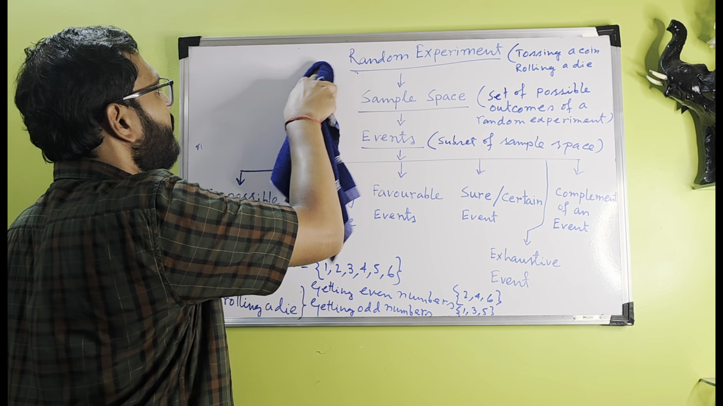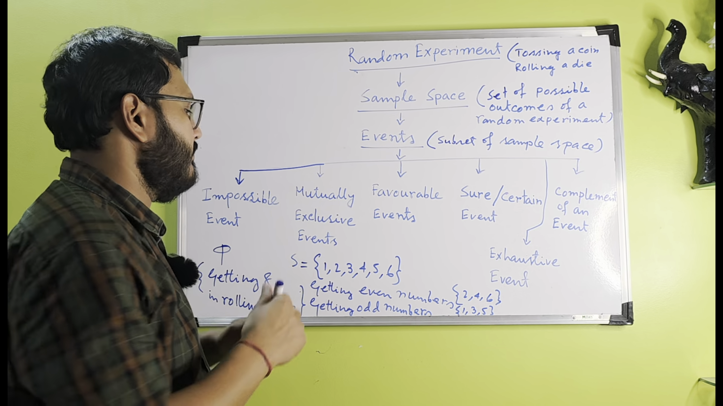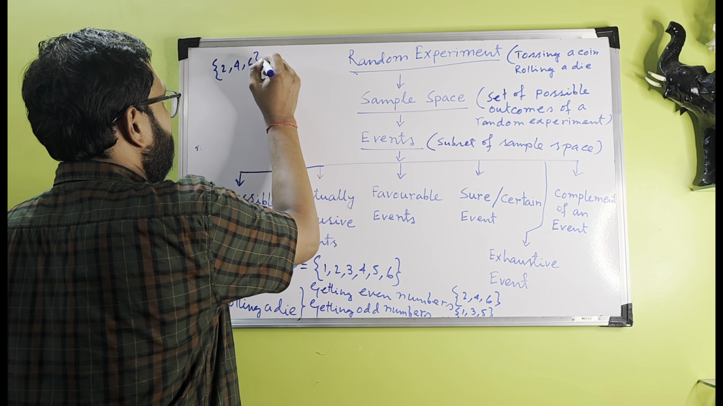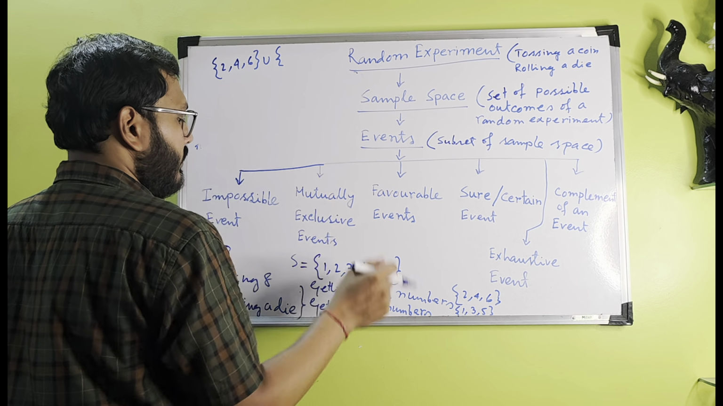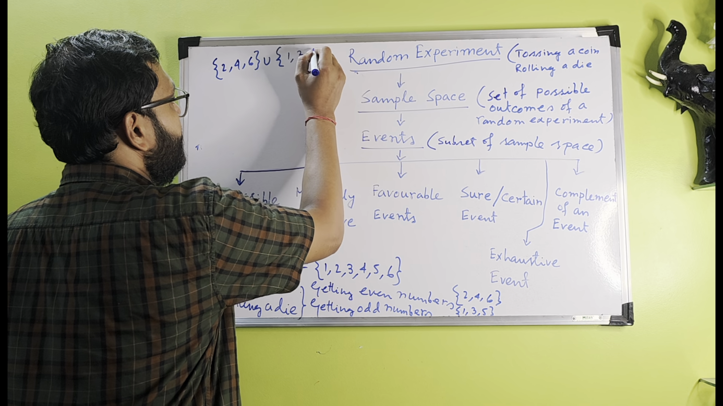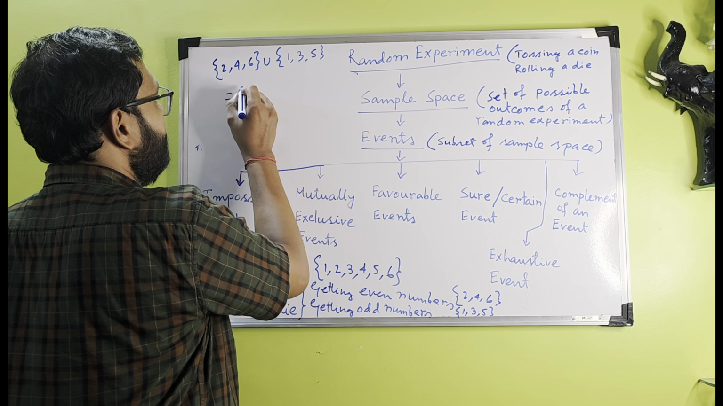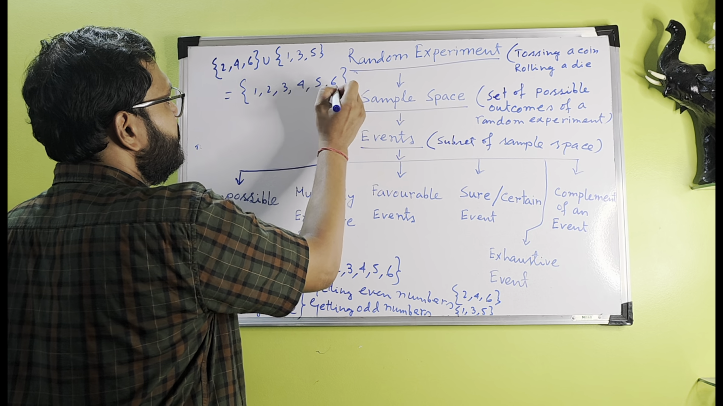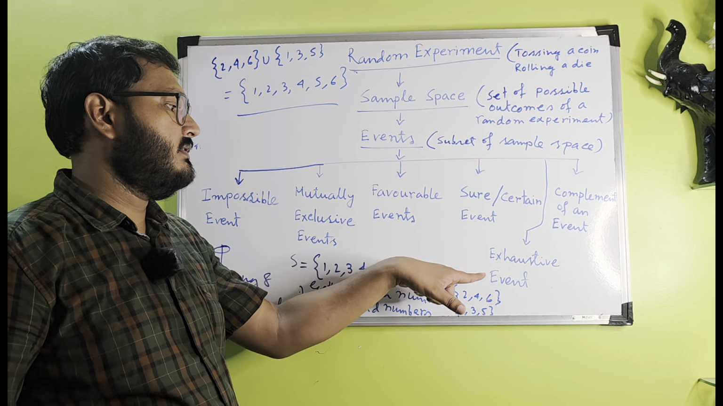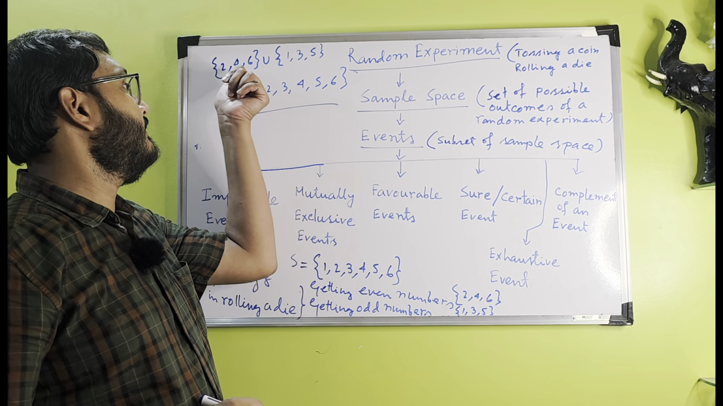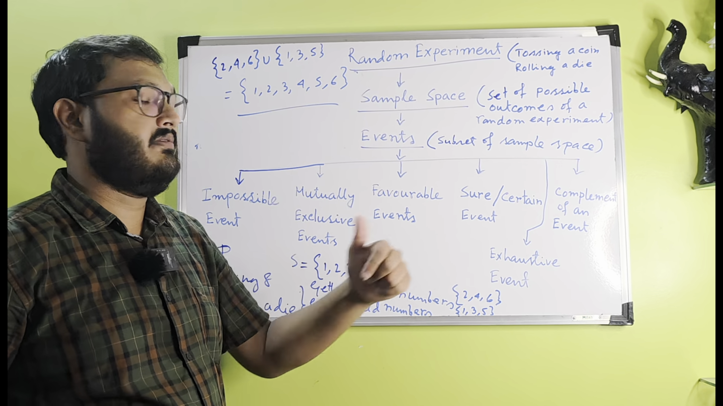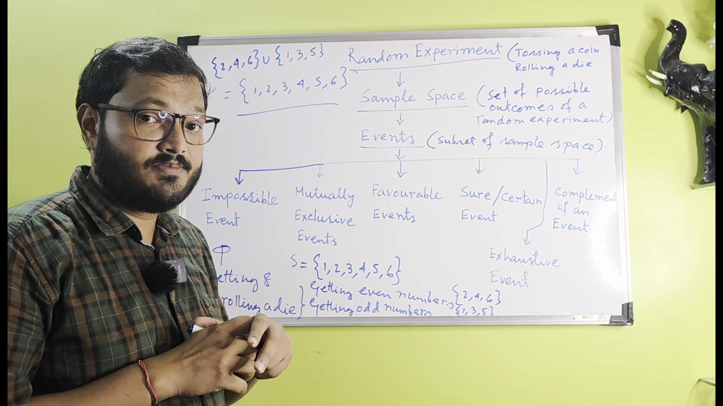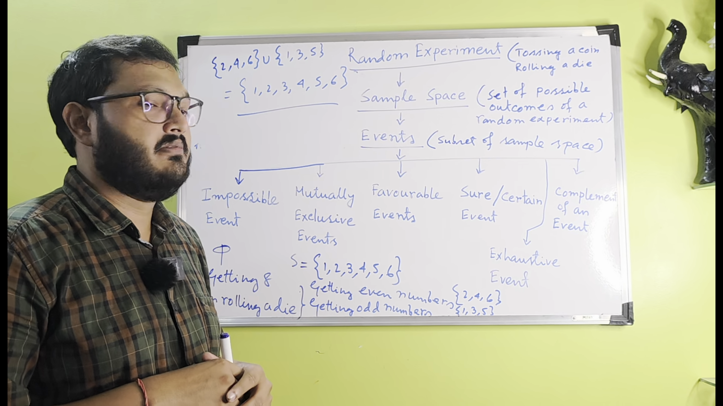getting even numbers, 2, 4, 6, union getting odd numbers, 1, 3, 5. So if I make their union, I will get 1, 2, 3, 4, 5, 6, the sample space. So they are exhaustive events, whose union is the sample space, so they are called exhaustive events.